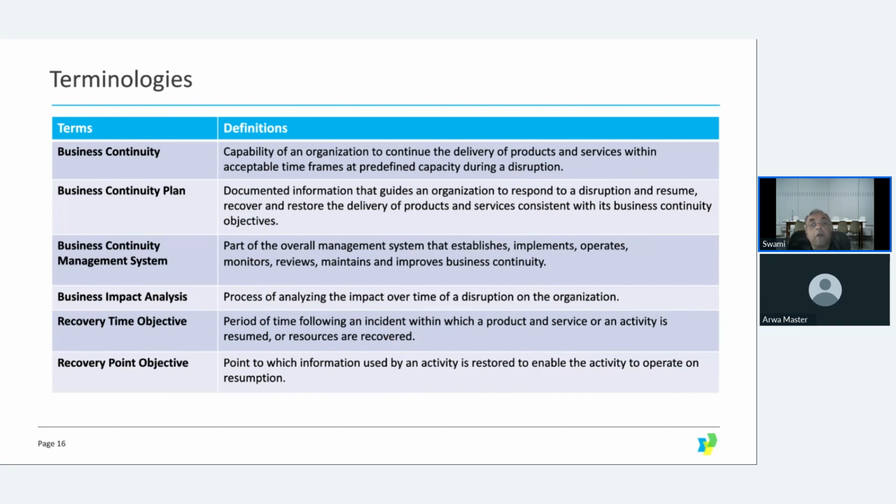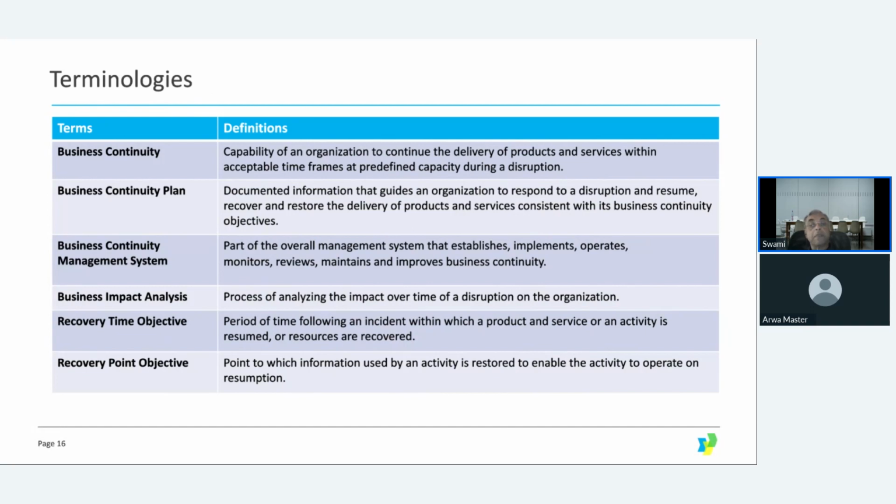Now, business continuity plan is the documented information that guides an organization to respond to a disruption, and resume, recover, and restore the delivery of the products and services consistent with its business continuity objectives. Now, the purpose of the continuity plan is to identify what services are critical to the organization, how we are going to respond in case of any disruption to those services, and what the recovery time objective and recovery point objective are that we have set, and whether we are able to achieve them within the objectives that we have set for implementing the business continuity management system.